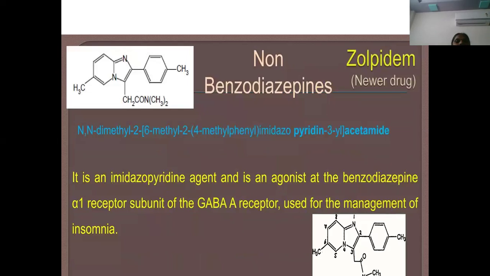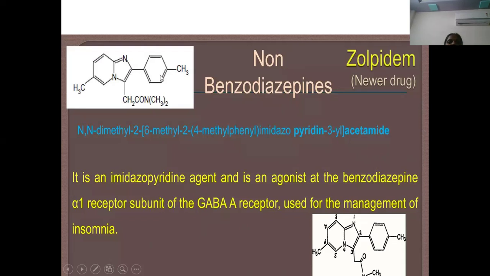Next, coming to the non-benzodiazepines. In the non-benzodiazepines, one example is zolpidem. So zolpidem comes under the non-benzodiazepines. In it, the benzodiazepine basic nucleus is absent. So that's why we call these non-benzodiazepines. In this zolpidem structure, we have benzene fused with imidazole. Imidazole means, as you already know, a 5-membered ring with 2 nitrogens present at the 1 and 3 positions. So actually this is the structure of benzimidazole.